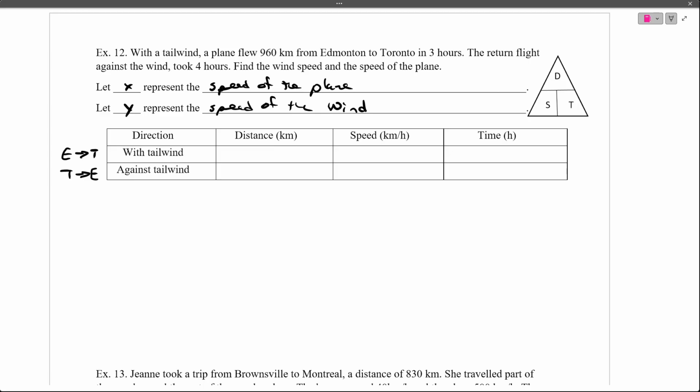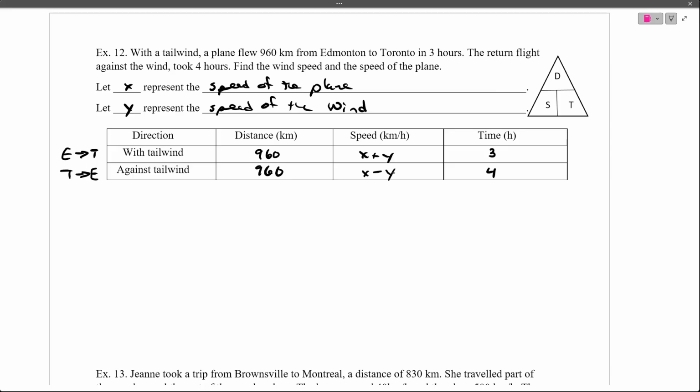Alrighty. So what's the distance? The distance is the same in both directions. It's 960 kilometers. That doesn't change. And the time on the way there took exactly 3 hours, and the time on the way back took exactly 4 hours. If the plane is traveling without any wind at all, it would just move at x. But since it has a tailwind, it's getting pushed by y, so it's x plus y. On the way back, it's moving at its normal speed x, but it's reduced by the speed of the wind, so this one's going to be x minus y.